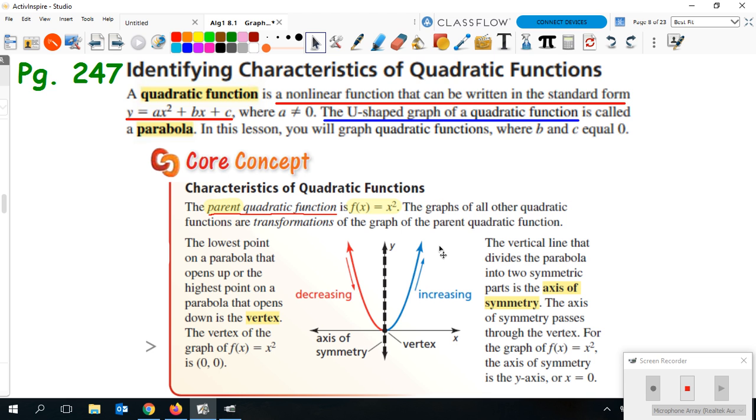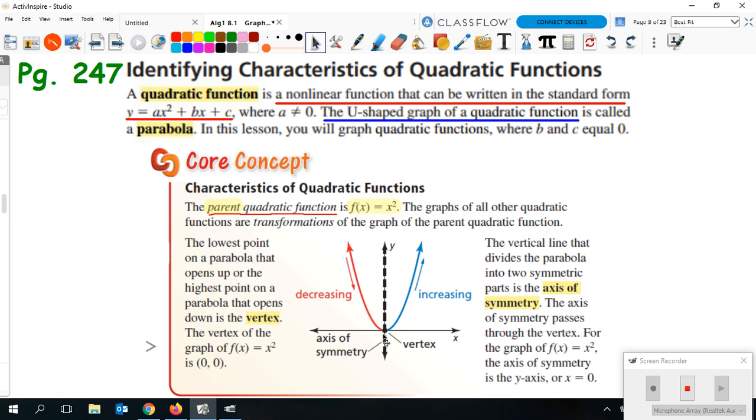Now, as we look at this graph, there are characteristics that we need to understand. The very first characteristic is what's called the vertex. The vertex would be this point right here, which is either the highest or the lowest point. In this particular one, it would be the lowest point, since it's opening this way, going up.